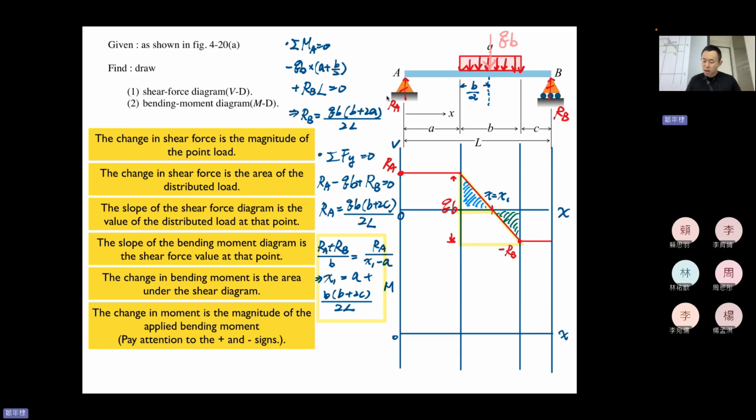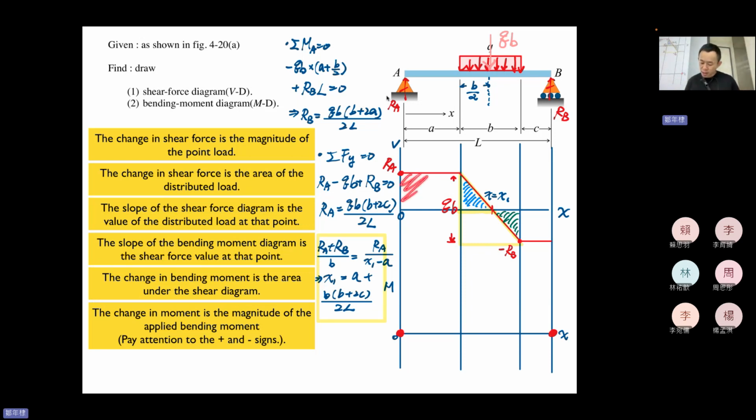Moment diagram. A and B, the supports at A and B are hinge and roller. Hinge and roller cannot resist moment, right? So there will be no reaction moment at A and B points. So we can definitely be sure that they are zero. And then what is the value change in moment within this section? It will be the area of the shear diagram, right? The change of bending moment is the area under the shear diagram.